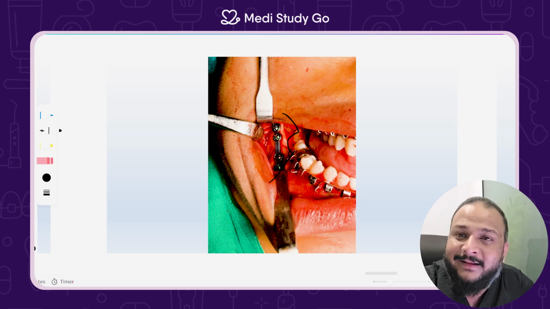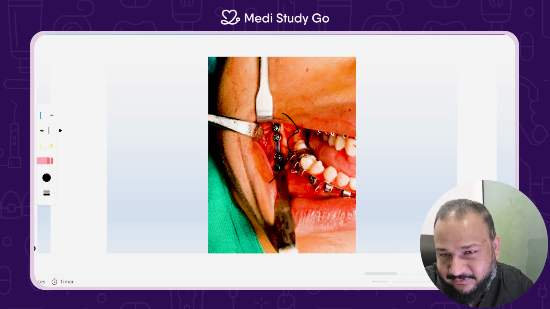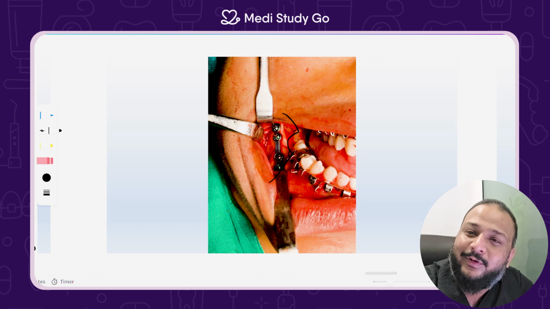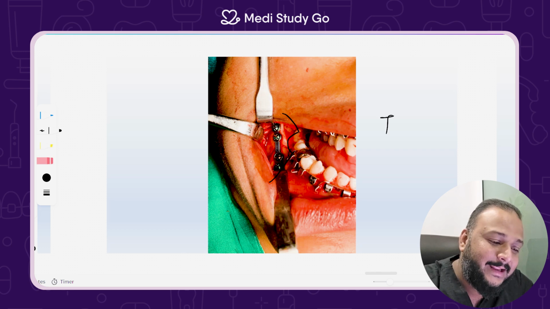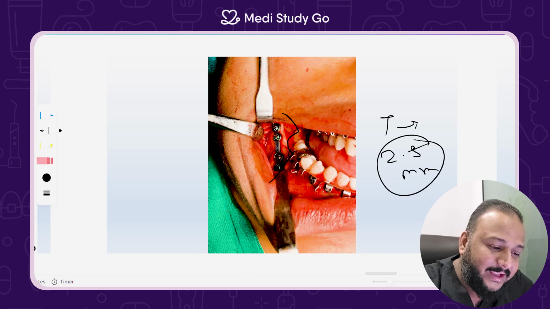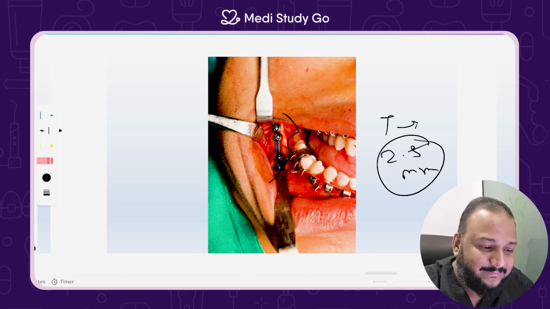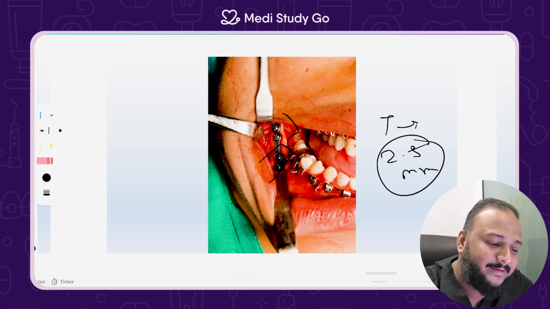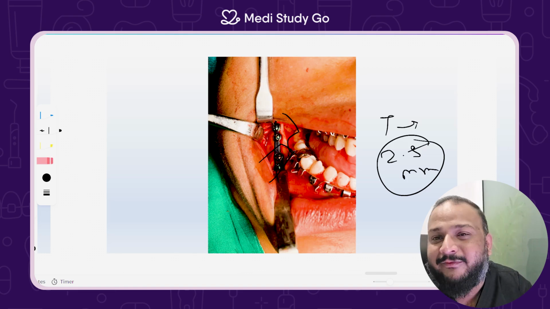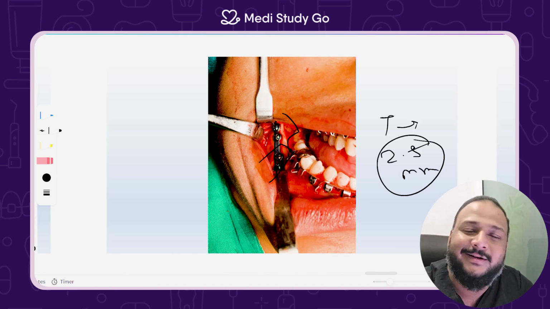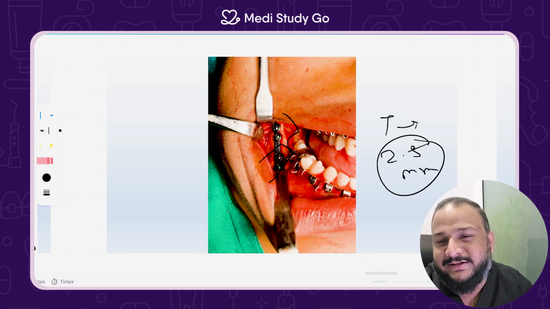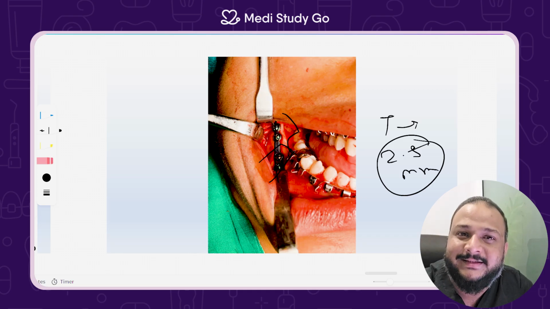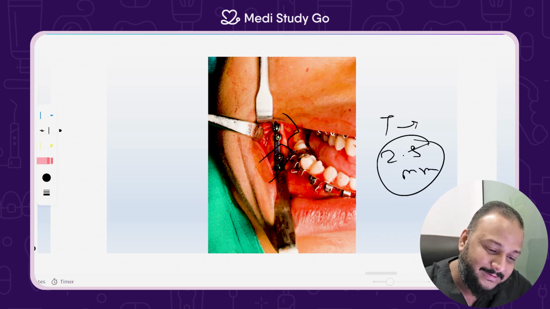Alright, the plating that I have performed over here, this is one of my cases. I've used a titanium plate 2.5 mm system. It's a thick plate because it was a displaced fracture. You can see the fracture line over here, and you can see the plating which I have performed across the external oblique ridge, as we have demonstrated in the Champy's lecture. All right.